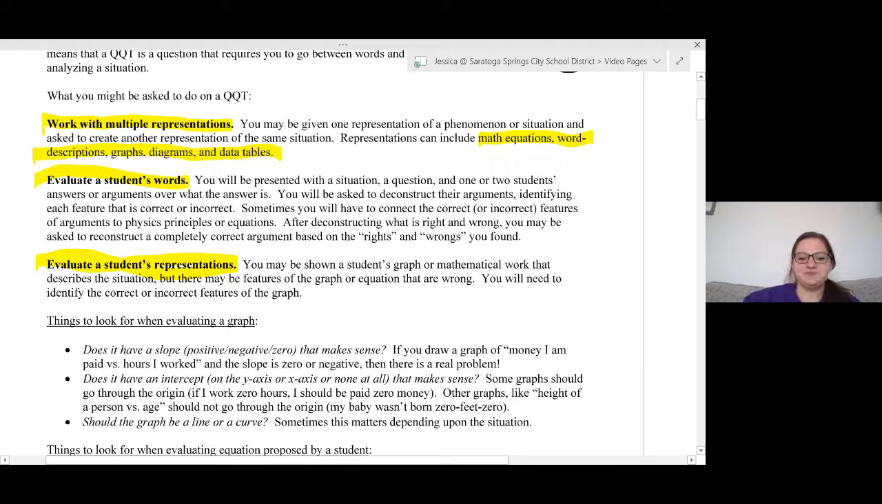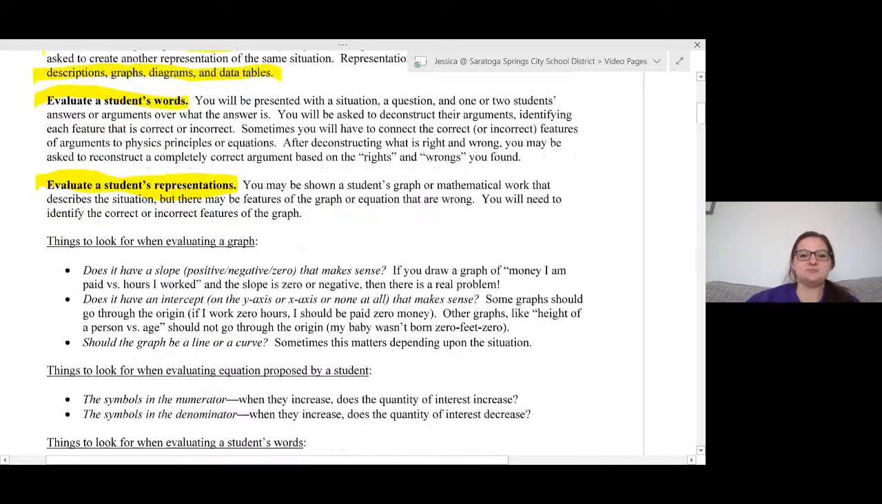Okay. So as a reminder, things to look at when evaluating a graph. Does it have a slope that makes sense? Okay. So if you were looking at a graph of money you were paid versus hours you'd worked, you would expect that graph to have a nice positive slope because the more hours you work, the more money you're going to make. That's usually how it works. Okay, but if the graph has a negative slope or a zero slope, clearly there's something wrong there. So that doesn't make sense. If something doesn't make sense to you, it's probably a good indication that there's something wrong about it.